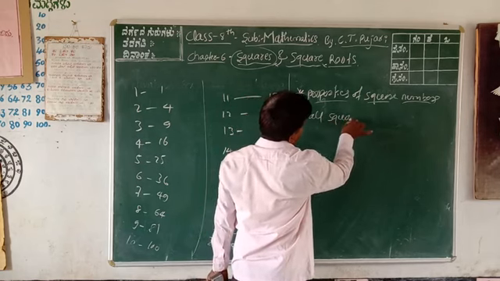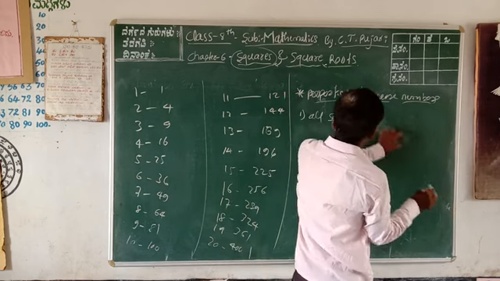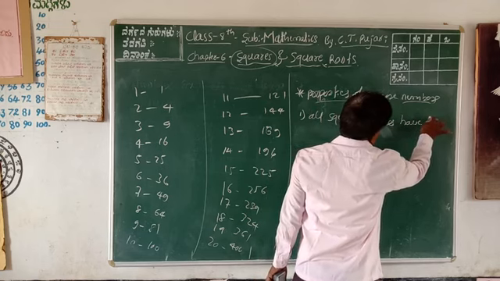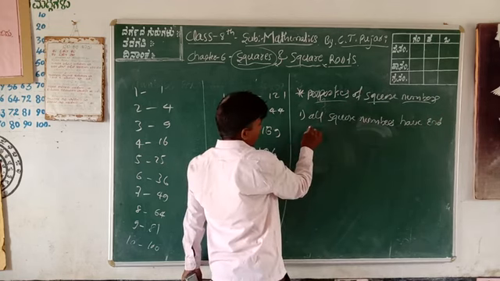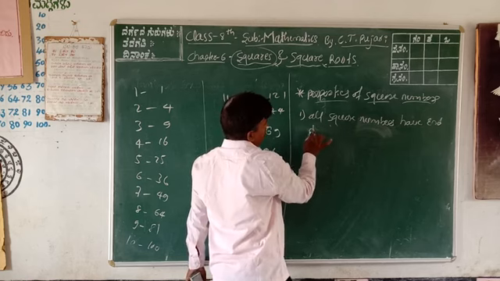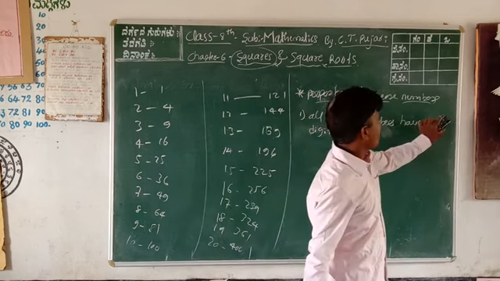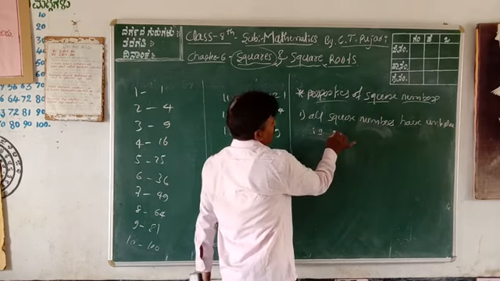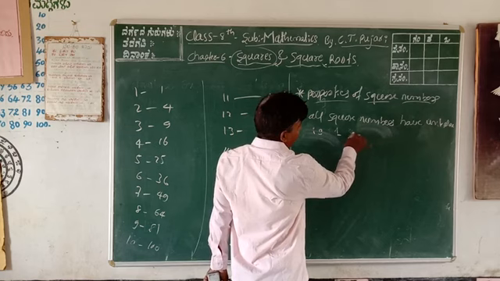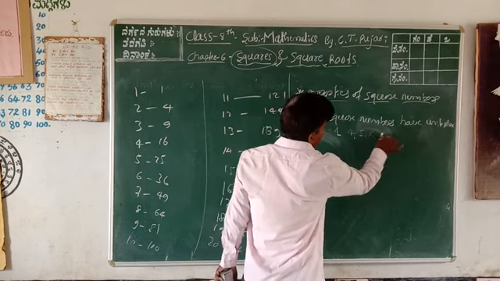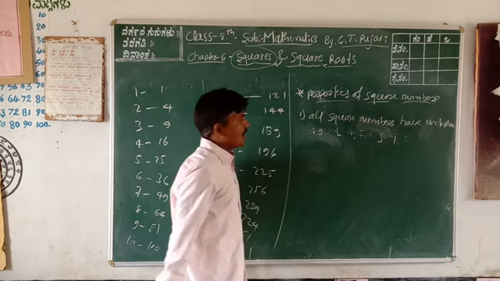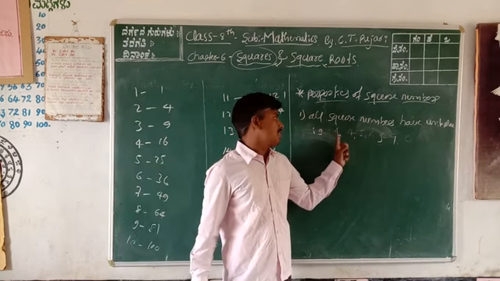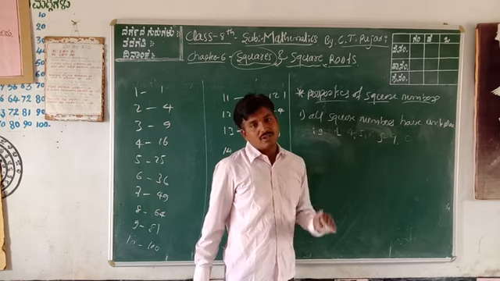All square numbers have unit place only 1, 4, 5, 6, 9 and 0. These all are perfect squares.